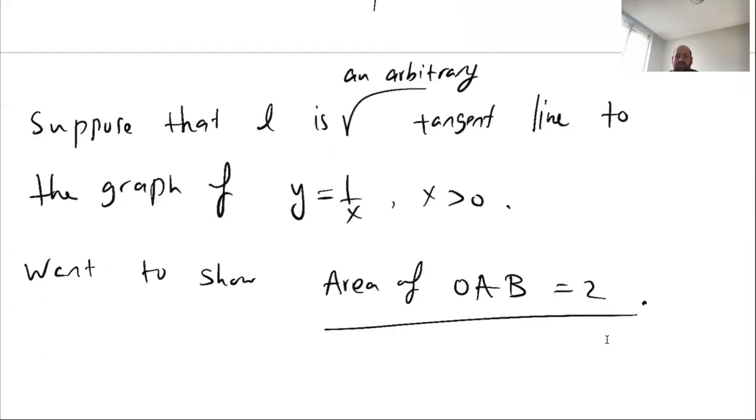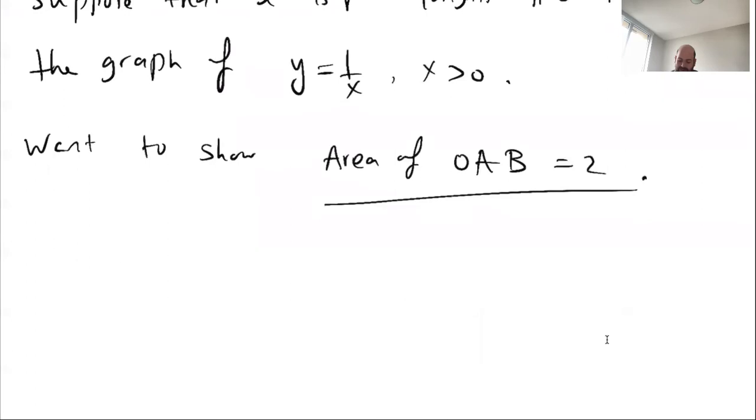Okay, so what you have to be careful about here is that in mathematics, for proofs, to prove a statement, we have to prove it in general, not with examples. Okay, so you have to be very careful. Do not give an example of a tangent line here that forms a triangle with area 2. Your proof has to be valid in general for any tangent line. So this is a very important thing.